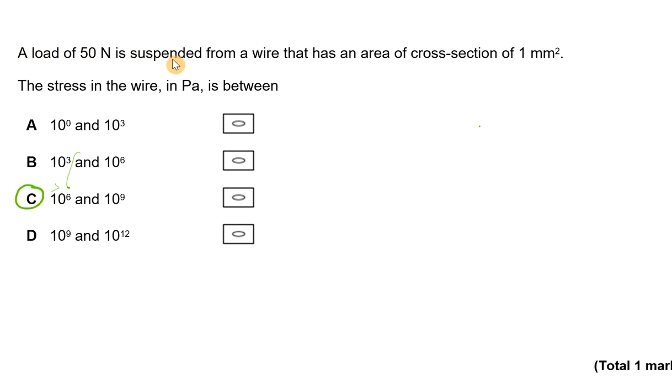A load of 50 newtons is suspended from a wire that has a cross-section area of 1 millimeter squared. The stress in the wire in pascals is between... Well, let's first of all just remind ourselves a pascal is a newton per meter squared, and let's look on the data sheet and we'll find that stress is equal to force per unit of area.